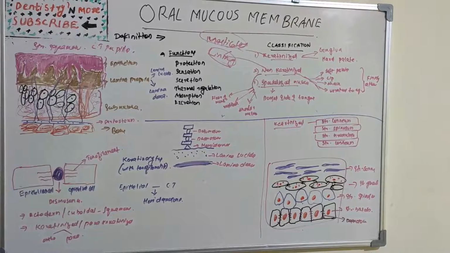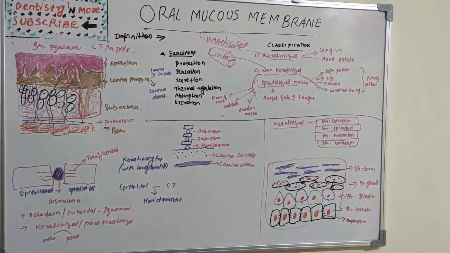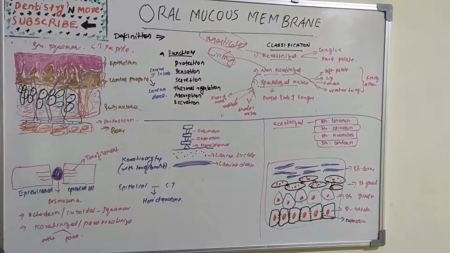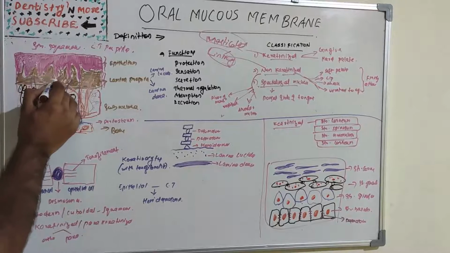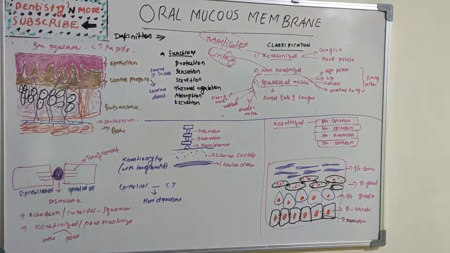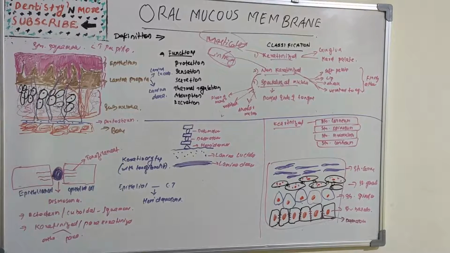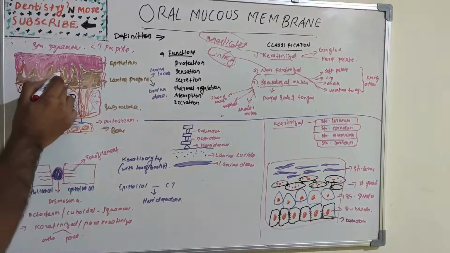Connective tissue papillae are the upward projections of the lamina propria into the epithelium. These papillae interdigitate with the epithelial ridges. So these projections are the connective tissue papillae, the upward projections. And similarly, we have the downward projections of epithelium.